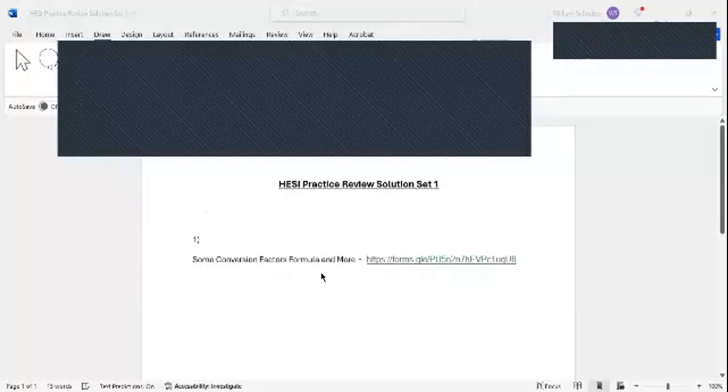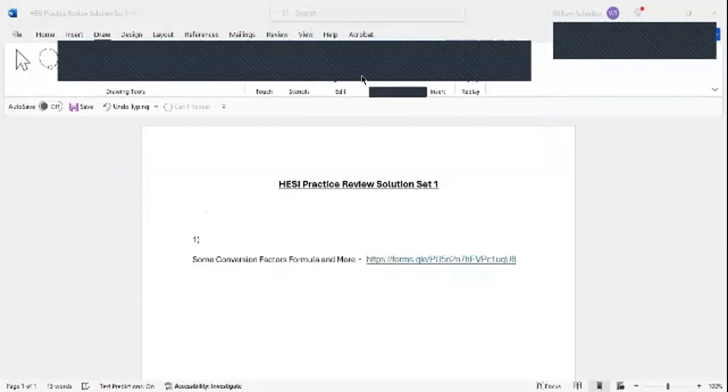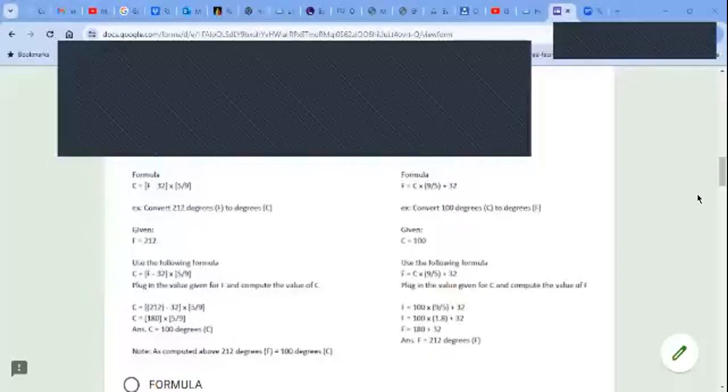I want to show you where. Again, to get the formula, you go to the sheet. You click on this link, which is included in your email. It says some conversion factors, formulas, and more. You click on that in your email and it will bring you to a sheet with formulas on it.